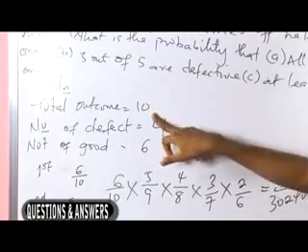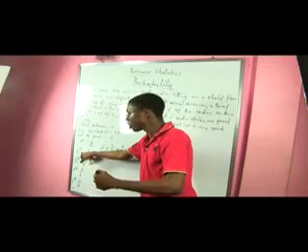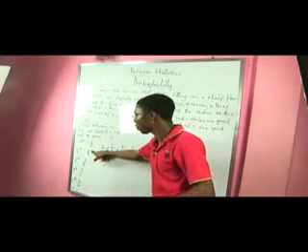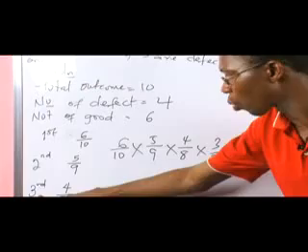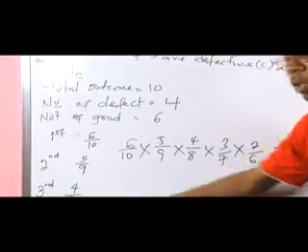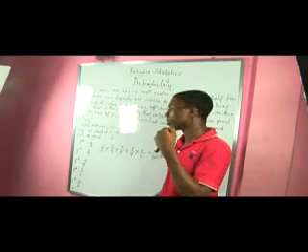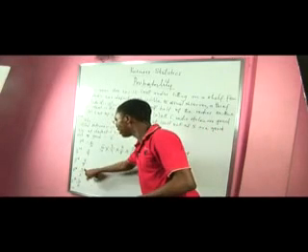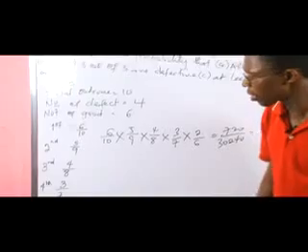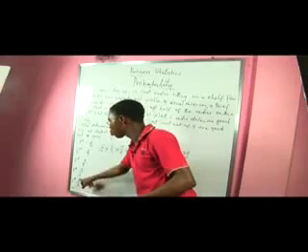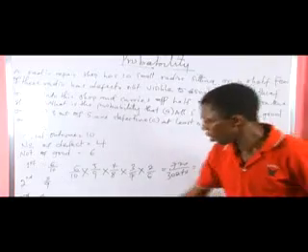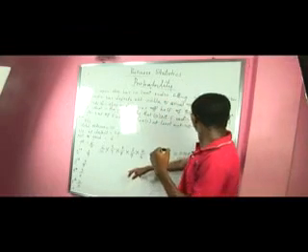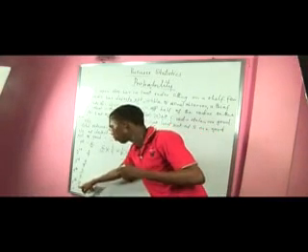Now, the probability of picking the first one to be a good one is 6 out of 10. If that one is taken, the probability of taking the second one, which is expected to be good, is 5 out of 9. The third one is 4 out of 8, because you are taking them without replacement. The fourth one is 3 out of 7. And the fifth one is 2 out of 6, because they are picked without replacement.